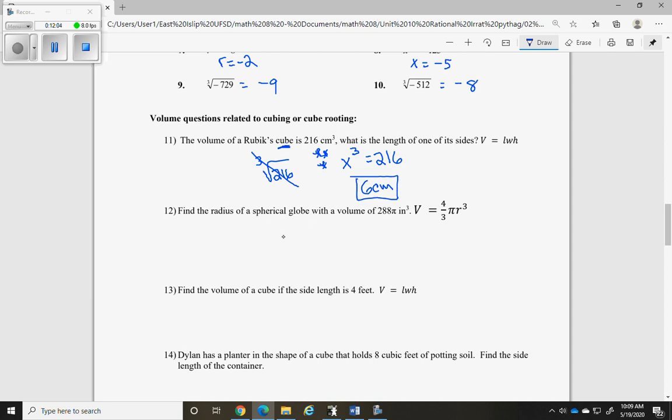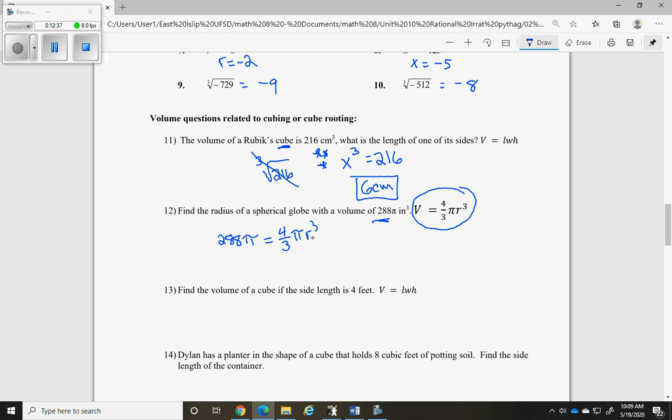The radius of a spherical globe. Okay, so a sphere, they gave me the formula right here. I'm going to use that formula and substitute in the information I know. They're telling me what the volume is. So in place of V, I'll put 288 pi. Now they gave me an exact answer, right? When the pi is in the answer to a volume question, they gave you an exact answer, which is actually easier to solve this equation, because watch what's going to happen.